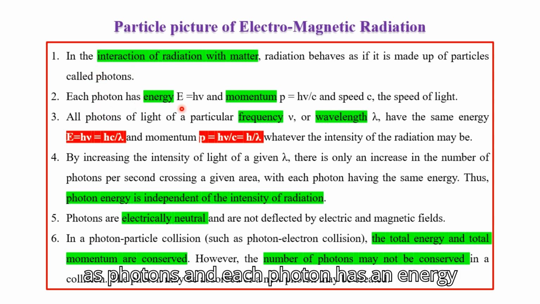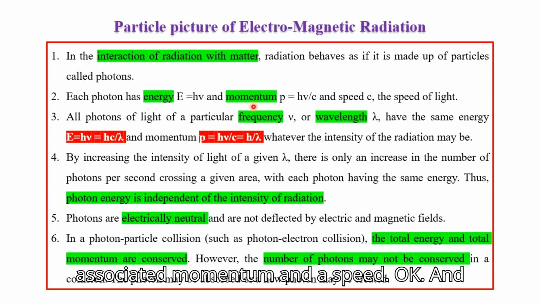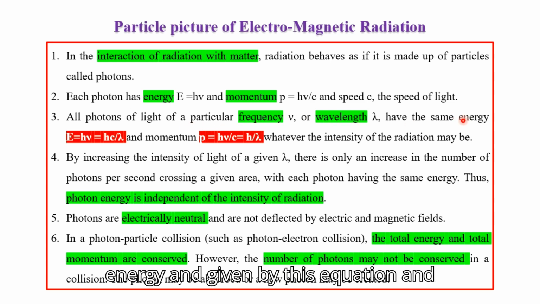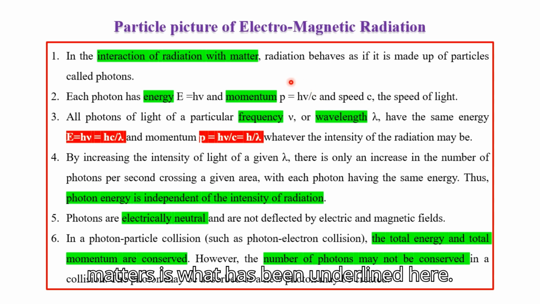And each photon has an energy E equal to h nu, given by Planck's quantum theory. And it will have an associated momentum and a speed. All the photons of light of a particular frequency and wavelength have the same energy, given by this equation, and momentum given by this equation. So whatever the intensity of the radiation may be, frequency is what really matters, as has been underlined here.